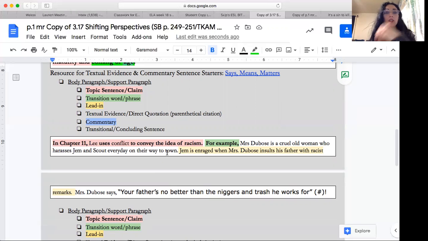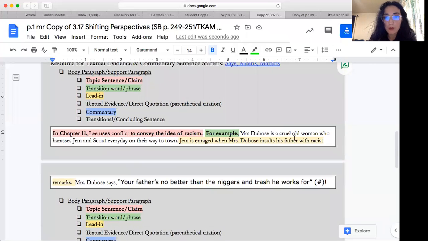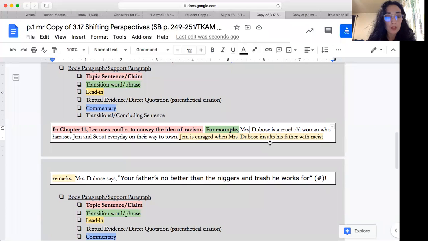In chapter 11, Lee uses conflict to convey the idea of racism. For example, Mrs. Oh, I forgot a period there. That's another good reason to reread, to find those little mistakes. For example, Mrs. DeBow is a cruel old woman who harasses Jem and Scout every day on their way to town. Jem is enraged when Mrs. DeBow insults his father with racist remarks. Mrs. DeBow says, "Your father is no better than the N and trash he works for."